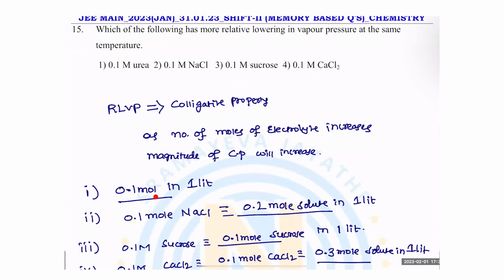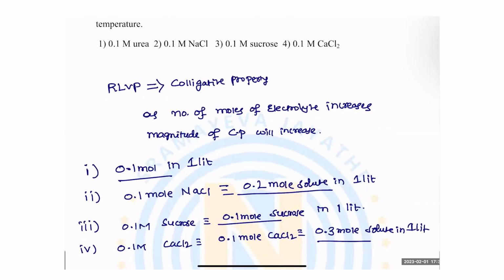The first one, 0.1 mole in 1 liter, because urea is a non-electrolyte, its Van 't Hoff factor is 1. So 0.1 mole per liter. Second one, 0.1 mole of NaCl, which is equal to 0.2 moles of solute, because NaCl is an electrolyte. Degree of dissociation is not given, so I'm taking NaCl undergoes complete ionization. So 0.1 mole of NaCl is nothing but 0.2 moles in 1 liter. Sucrose, again, is a non-electrolyte. Its Van 't Hoff factor is 1. So 0.1 mole of sucrose in 1 liter.